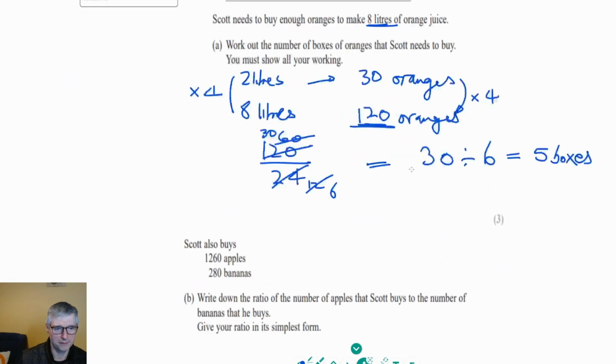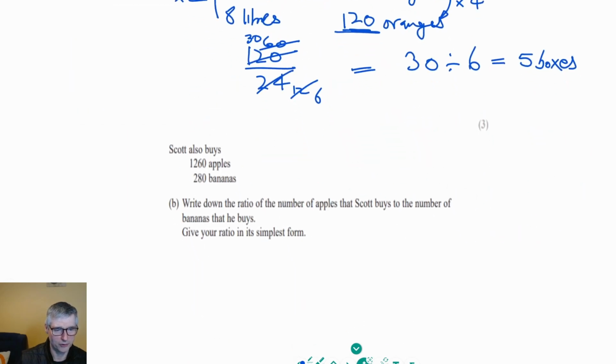Okay. And then the next part of the question, we're told that he's buying 1,260 apples and 280 bananas. And we've got to write down the ratio of apples to the bananas that he buys. So it's apples to bananas. And it's important to do it in that order as well. If we wrote it in the wrong order, then we'd have got the question wrong. So if we write the numbers there, 1,260 to 280. And that is the ratio, but it's not in its simplest form.